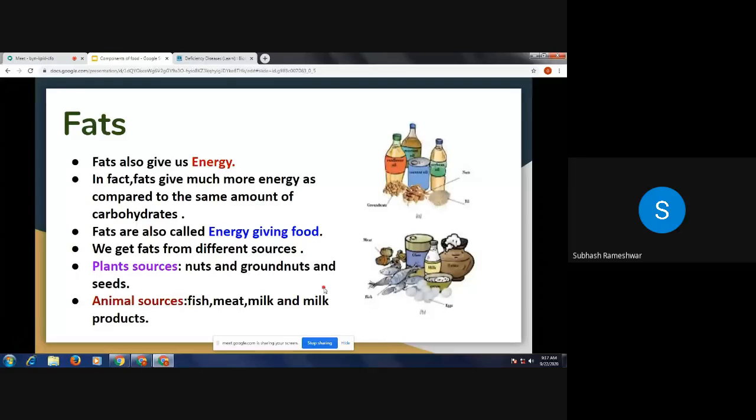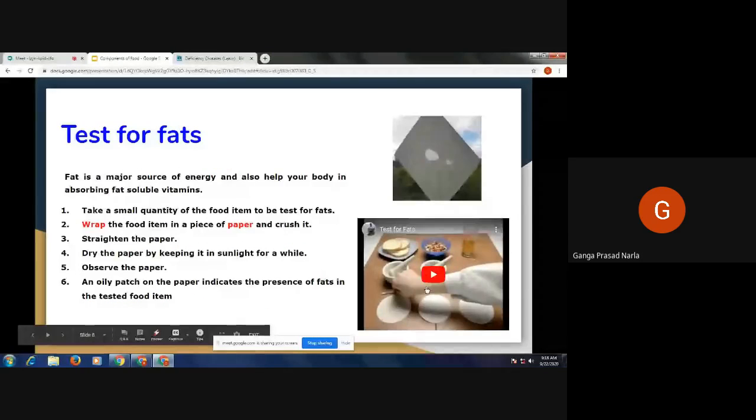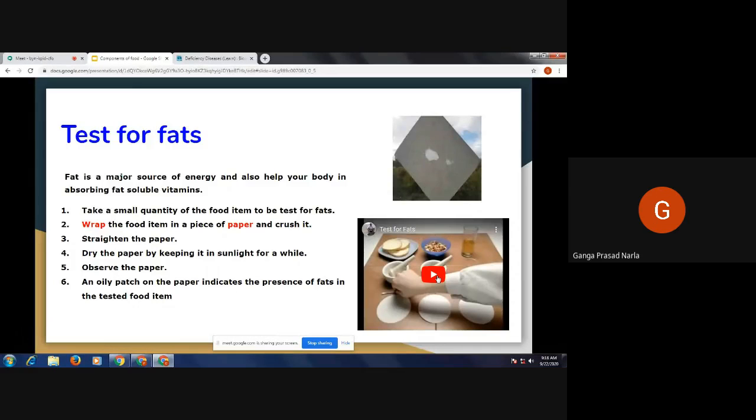Sir, oil also contains fat. Yes, definitely, oils contain fats, because we did the test. Sir, we can test with milk also. Yes, you can test with milk or milk products, no problem. It is better to take milk products.